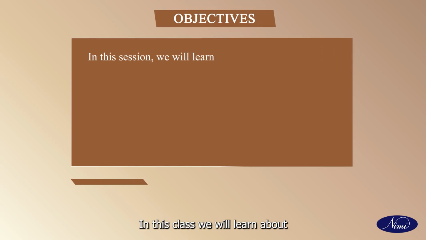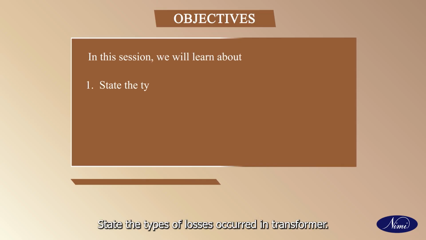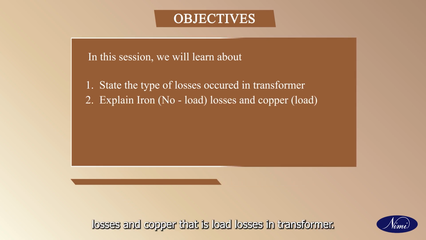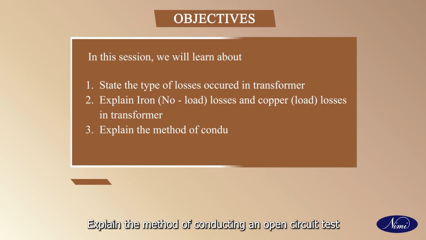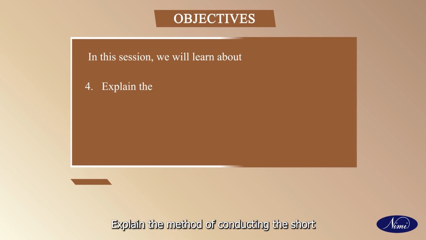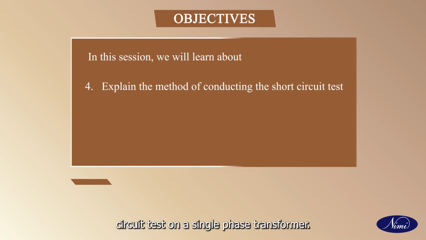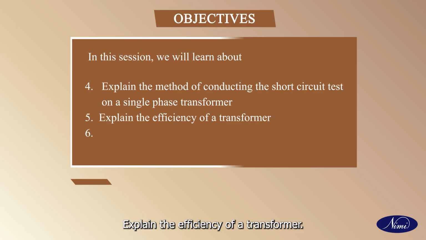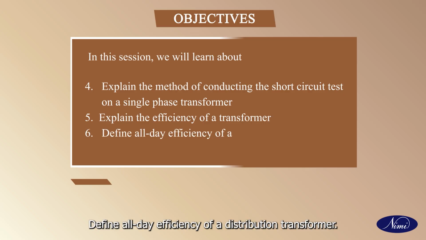In this class, we will learn to state the types of losses occurring in a transformer, explain iron, that is no load losses, and copper, that is load losses, in a transformer, explain the method of conducting an open circuit test and calculate the exact iron loss, explain the method of conducting the short circuit test on a single phase transformer, explain the efficiency of a transformer, and define all day efficiency of a distribution transformer.